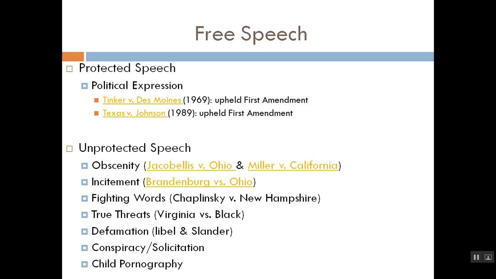This case, Tinker versus Des Moines, is going to set a precedent which will continue to expand until eventually we have protection for the speech of corporate entities. But that's not really our focus here, so don't worry about it too much.